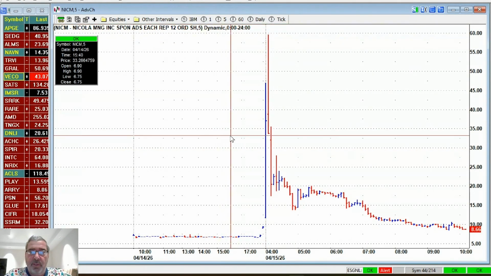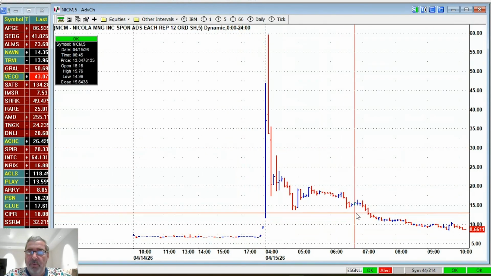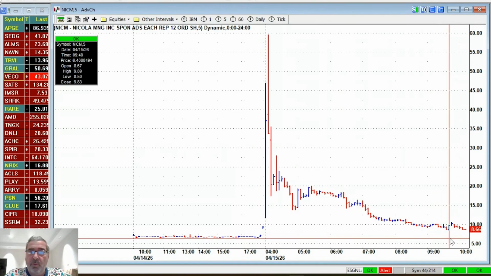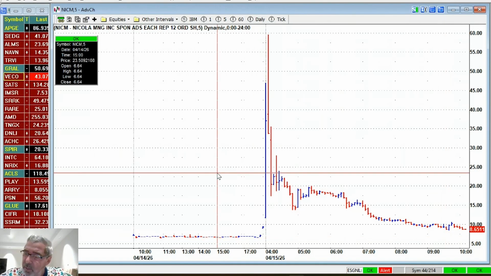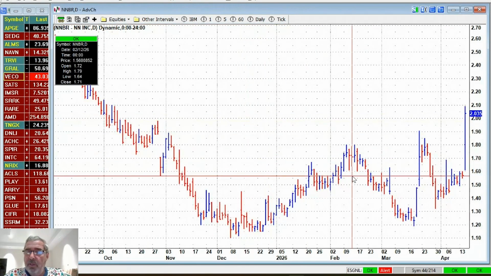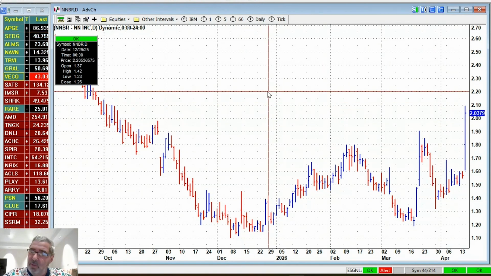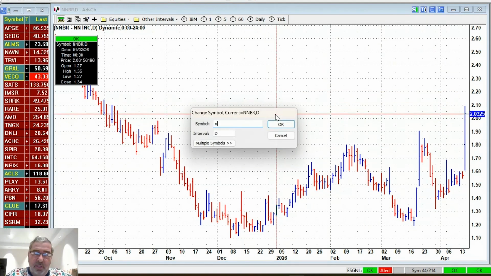NICM, this is a mess. Look closely, it was a SPAC, right? Most likely it will continue to fall. Let's check the low, it's 8.50. Okay, 8.50 short. NNBR, nothing interesting here either. It just spiked out of nowhere. No real setup. Yeah, cross it off.